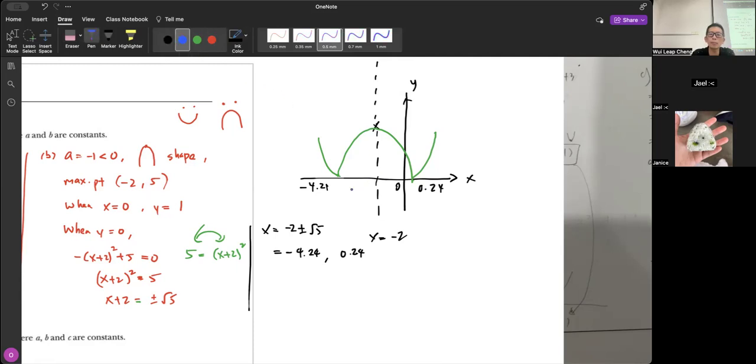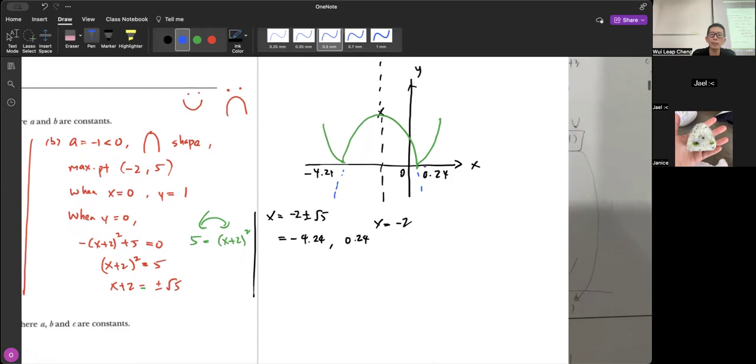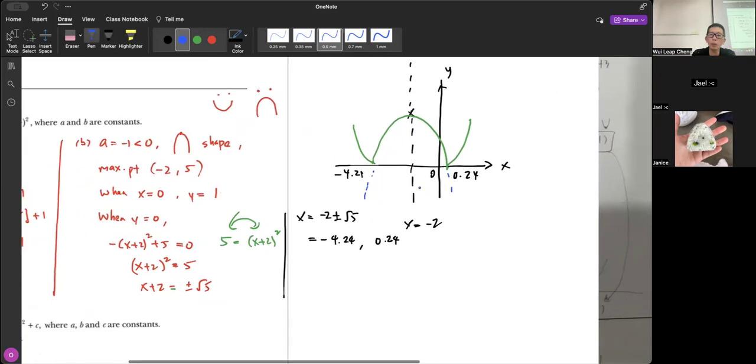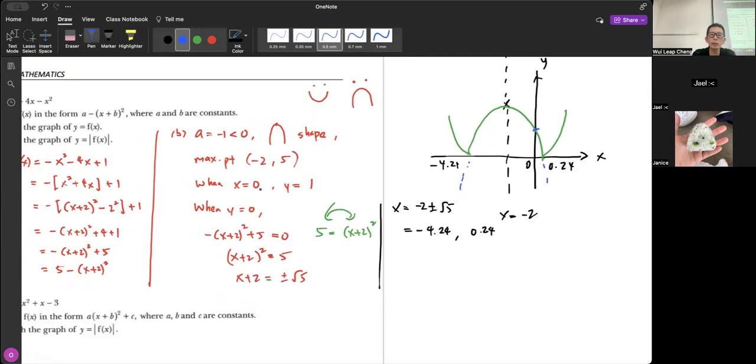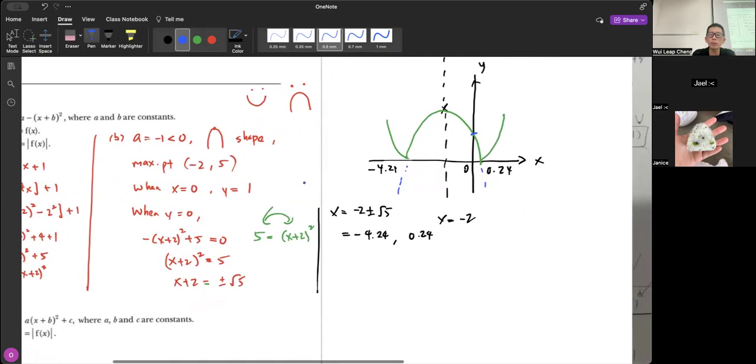So this part is being reflected. After the reflection, this point originally was from here, right? Go up. So S is 0. This one has no change. Look at the N. The maximum point has no change. This one has no change, but the graph looks like this.